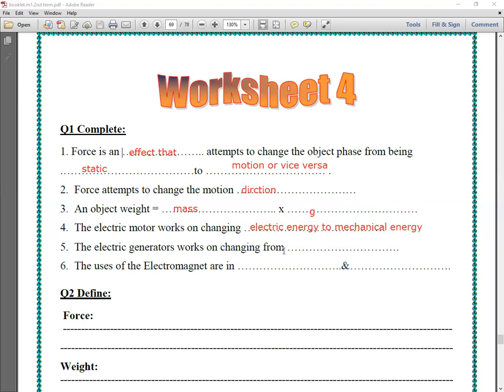Number 5, the electric generators. It's the opposite of the electric motors. Please don't forget, the idea of operation of the electric generator is opposite to that of the electric motor. Because the electric motor changes electric energy into mechanical energy, but the electric generator changes mechanical energy to electric energy.